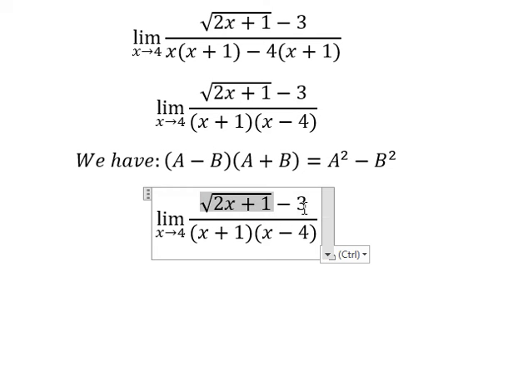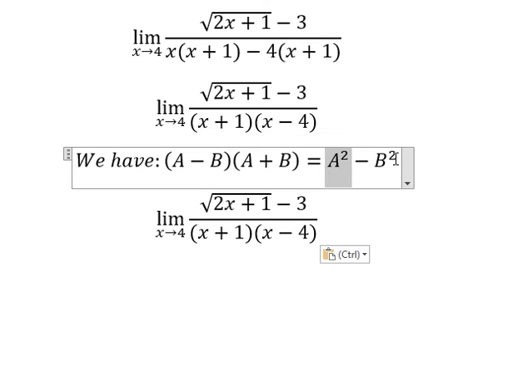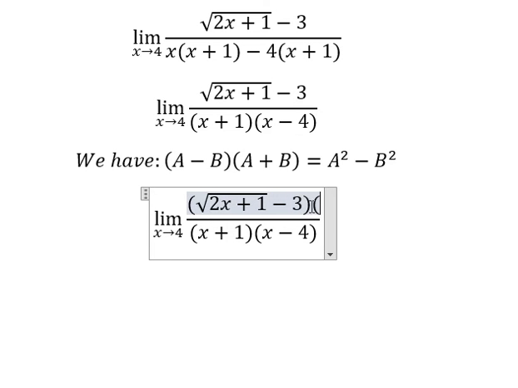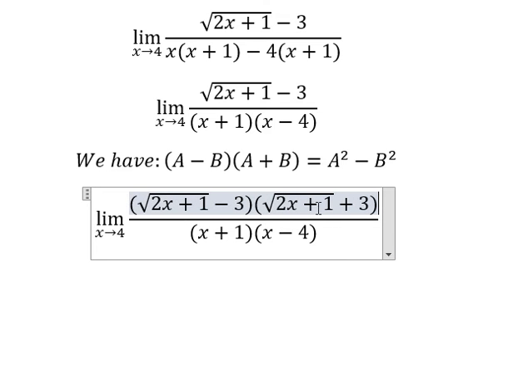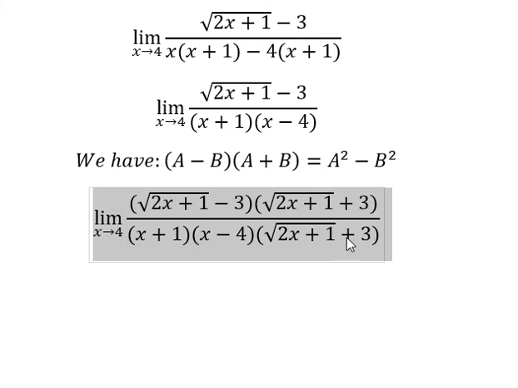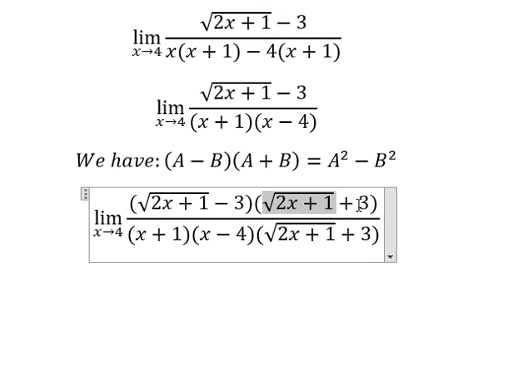So this is a, this is b, so a minus b. Now we want to create a squared minus b squared because I want to cancel the square root. So we need to multiply by this one plus this one. Because we create the factor in here, that's why on the denominator we need to have this one.